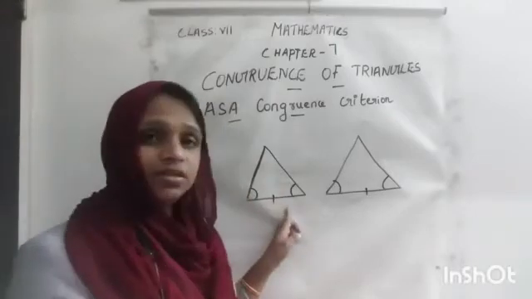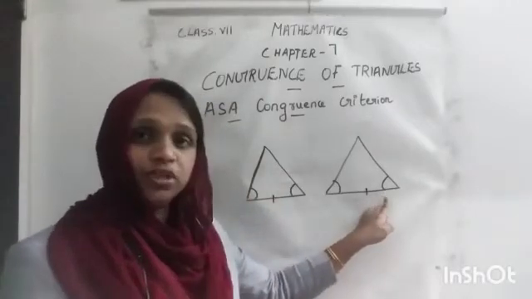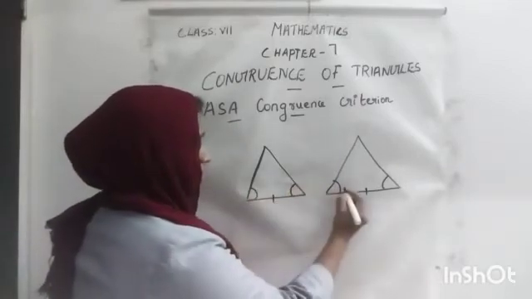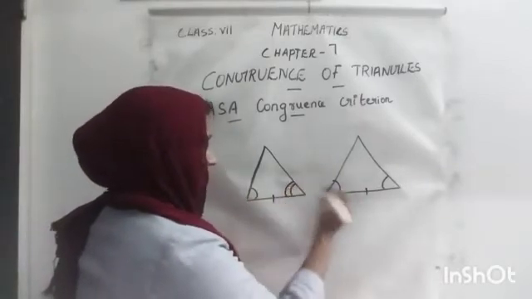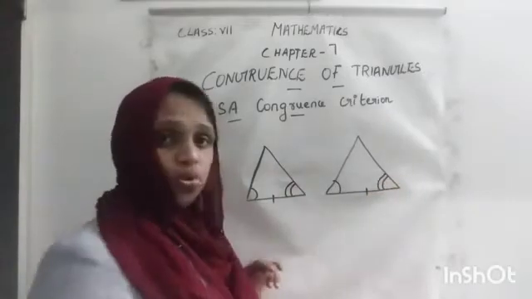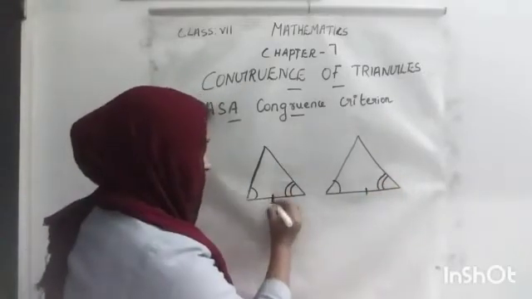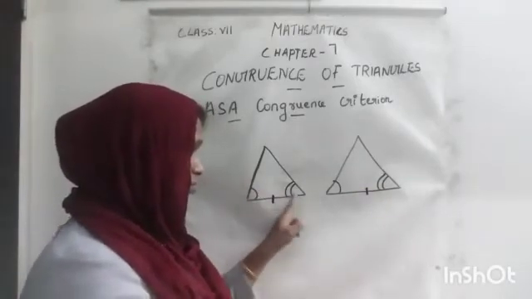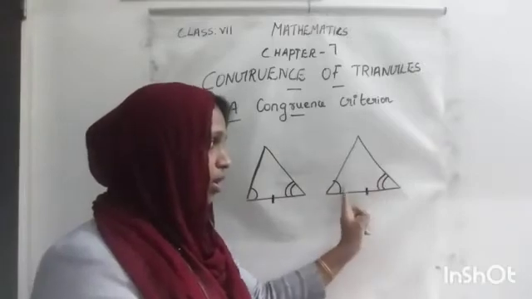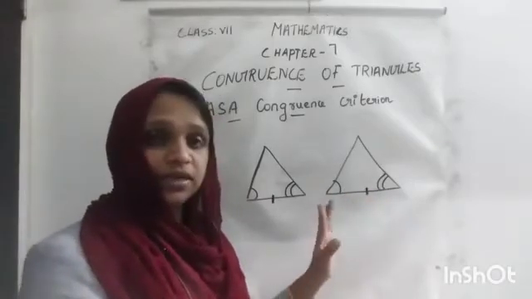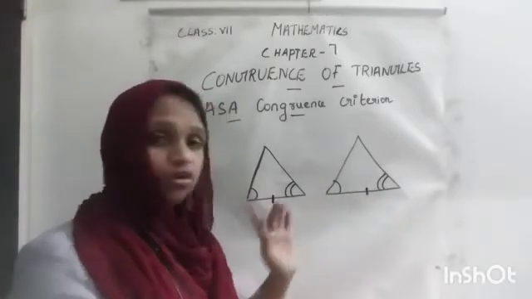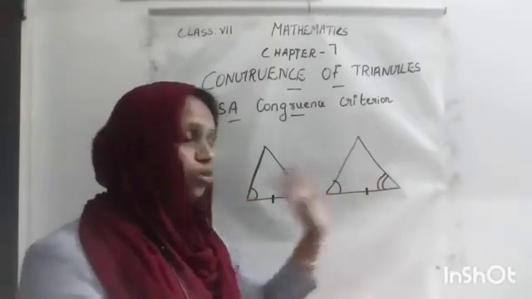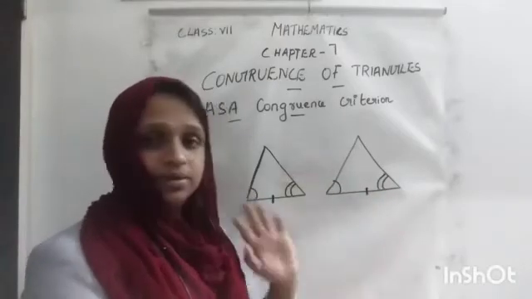Now see, this is a triangle and this is another triangle. Here you look, this angle is equal to this one, and these two angles are also equal. Also this side is equal to this side. Between these two angles is this side, and here also between these two angles is this side, that means these two sides are equal also.